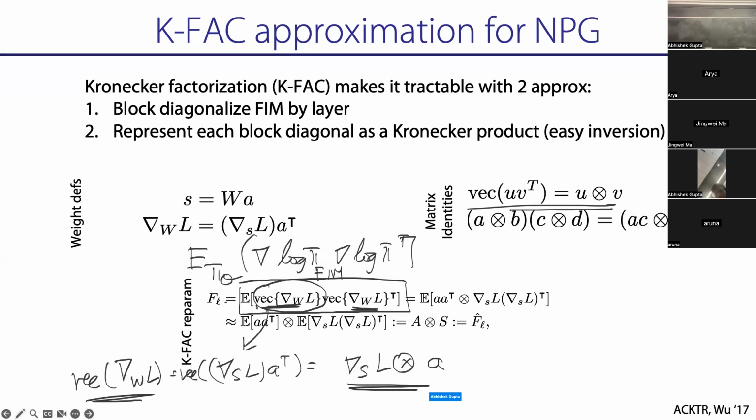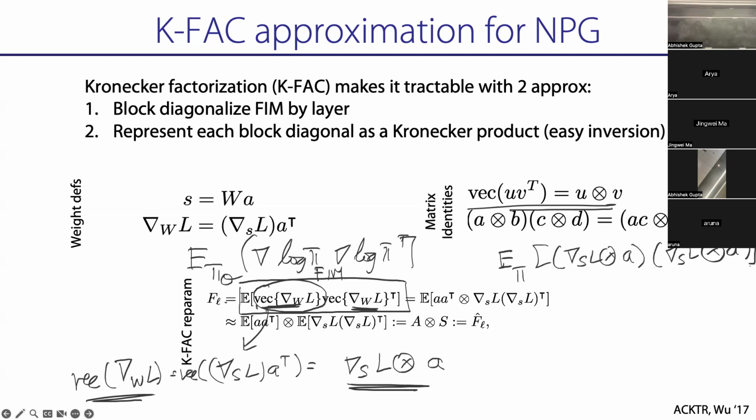And so now what we can do is write the Fisher information metric as the expectation of the Kronecker product grad S L A times grad S L transpose A transpose. So all I've done is I just wrote this thing as a Kronecker product and this thing.